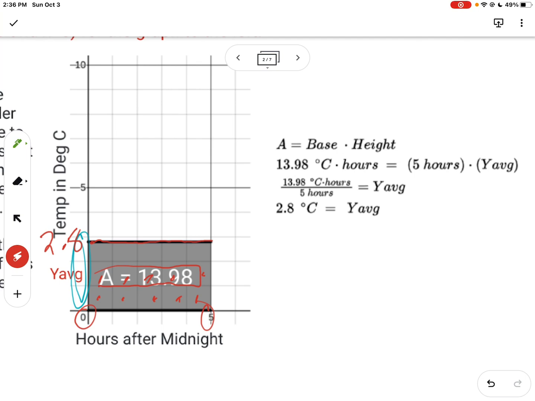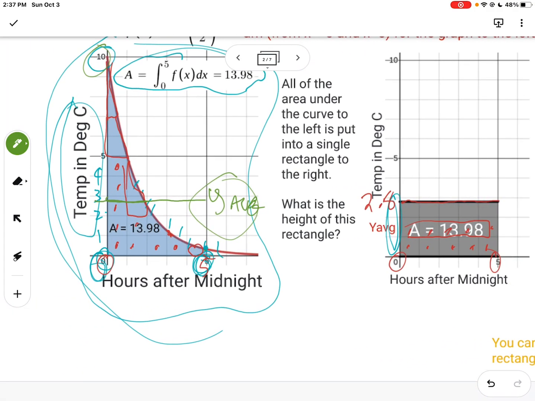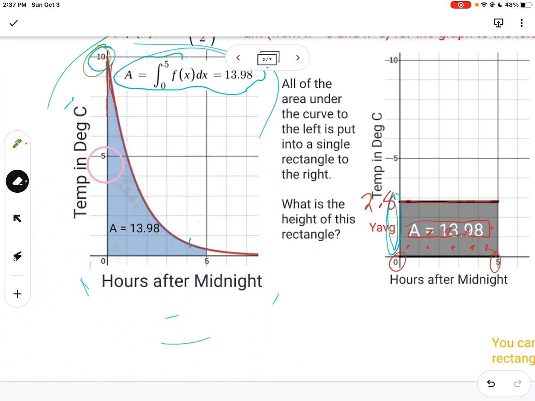So what do I need to do to isolate for y average? I'm going to divide both sides by 5. So I have 13.98 Celsius hours, that's a weird unit, Celsius hours, and then I divide it by 5 hours. If I cross out the hours and the hours, I'm left with just Celsius, and it happens to be 2.8 degrees. So that, folks, is the average y value on this graph over here, which I'm just going to erase a bunch of stuff so it's easy to see. That's the average y value on this graph between 0 and 5, the average temperature. So 2.8. There's 1, 2, and there's 3. So that's our average y value there, y average.